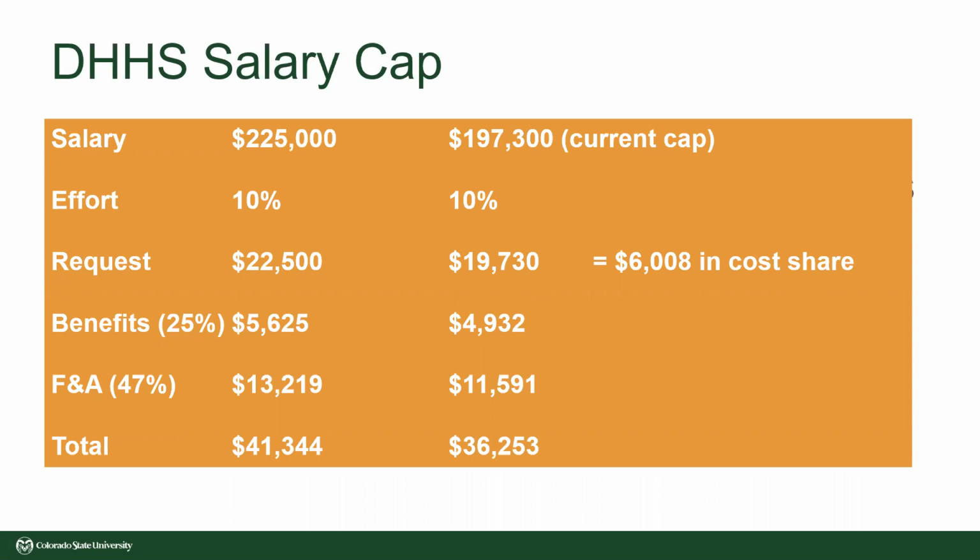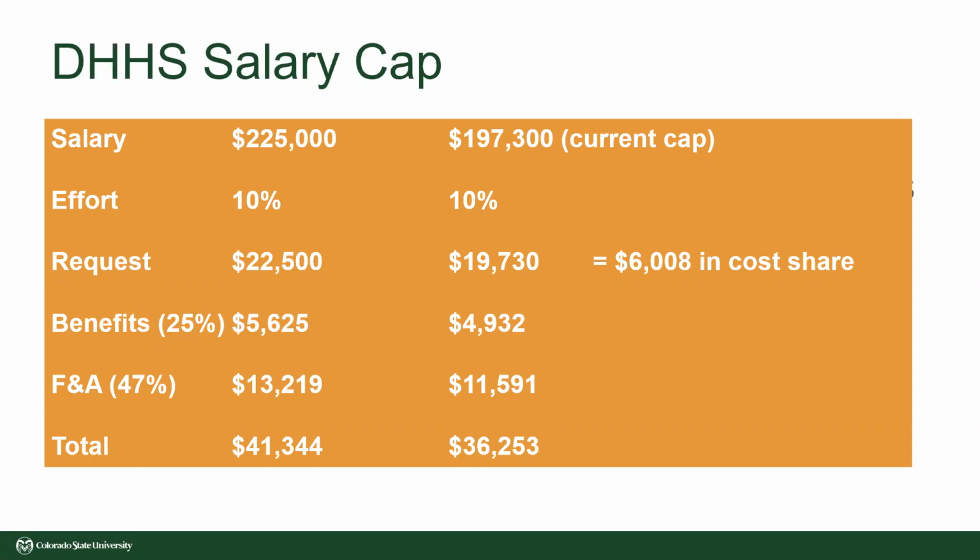So what that means is if you have an investigator whose institutional base salary is over that amount, so in this example, their salary is $225,000, you can only budget on that cap, the 197.3. So even though they're only putting 10% of their time in this example, and you're saying, well, 10% of 225 is under the cap, it doesn't matter. That institutional base salary is what you're looking at when you're asking, does that amount go over the cap? If the answer is yes, then you have to do your budgeting of effort based on the current cap.